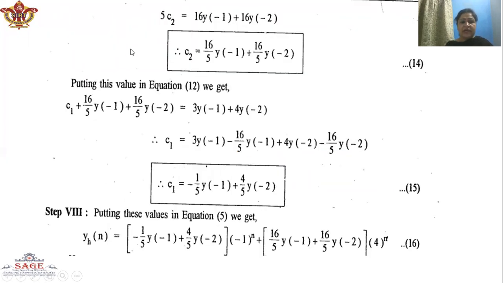Now when I find c1 and c2, this will be the obtained value of c2 and c1. If the initial conditions are given, then I'll put in the values of y(-1) and y(-2) here, and I'll find c1 and c2. And if in this case the initial conditions are not given, then I'll keep c1 and c2 as they are. So in the homogeneous equation, wherever c1 is required, I'll put the value of c1, and where c2 is required, I'll put the value of c2, and this will be my complete homogeneous solution. So this is how we find the homogeneous solution.